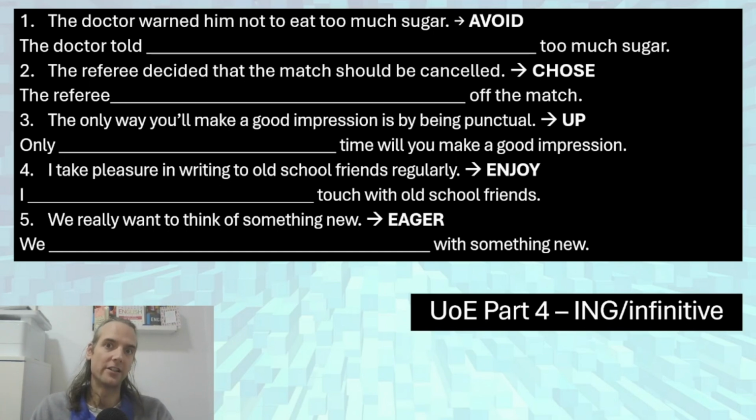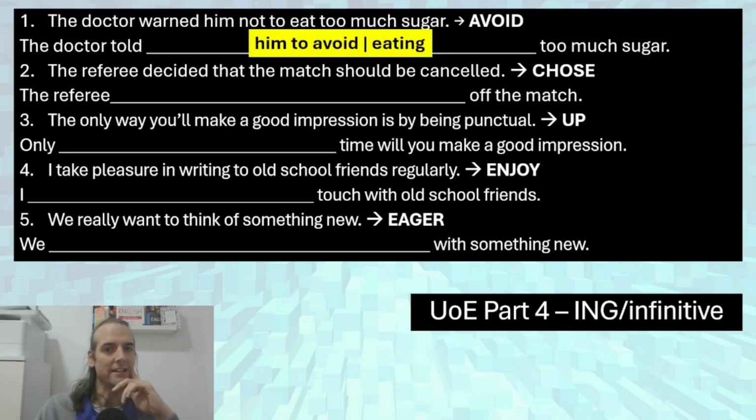That's why this is such a useful topic for Use of English Part 4. Here come the answers, because you've paused the video and you've written your answers and you're going to give yourself a score out of 20, because we've got 10 marks here and 10 marks on the next slide. Number 1, the doctor told him to avoid eating, right? You avoid doing something and you tell someone to avoid doing it.